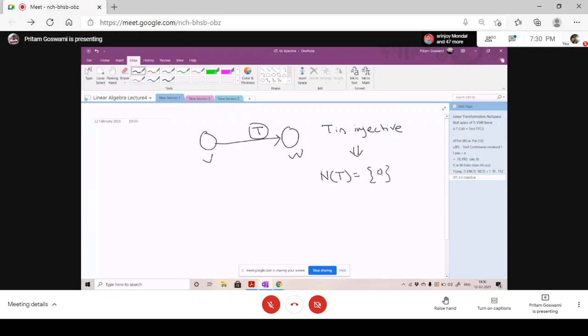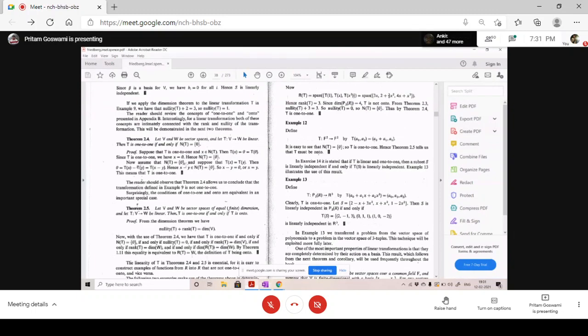Clear? The statement, is it clear? Yes, sir. And it is true from both sides. If the null space is the zero vector only, then it is injective. Also, it is true from both sides. Okay. And the proof is very simple. You can check here. Suppose, okay, you can check the proof at home. It is a pretty simple proof.